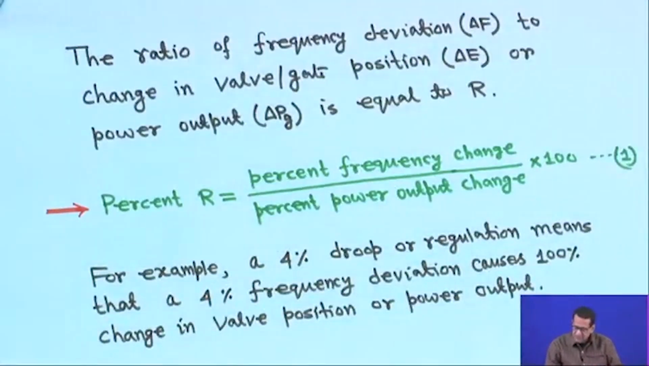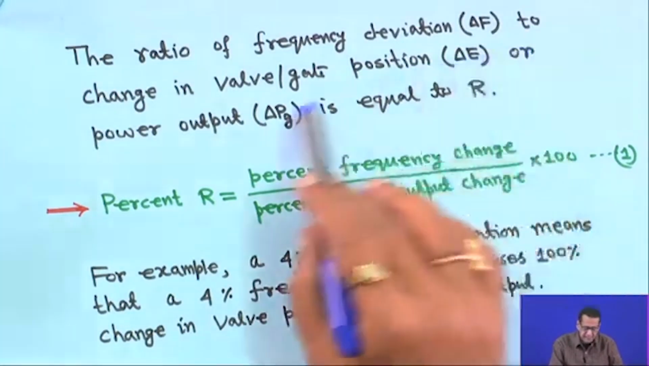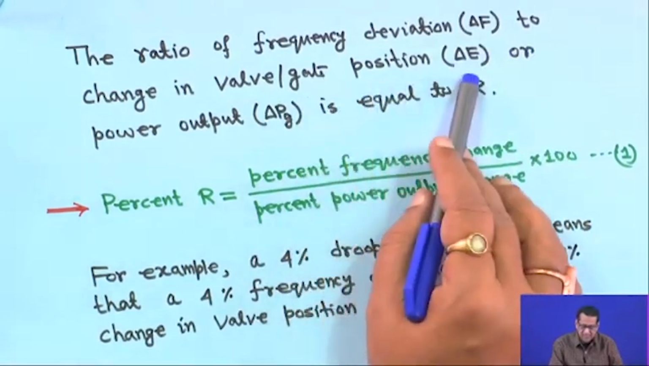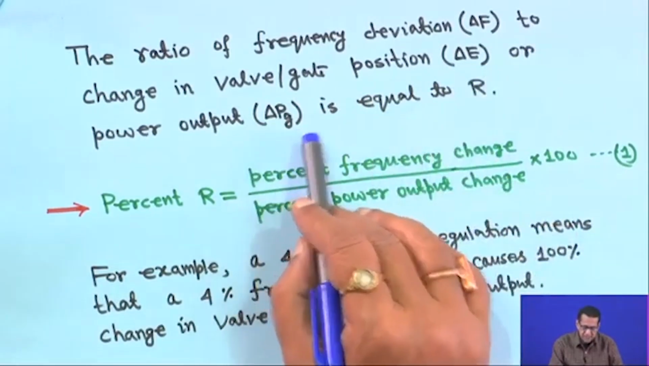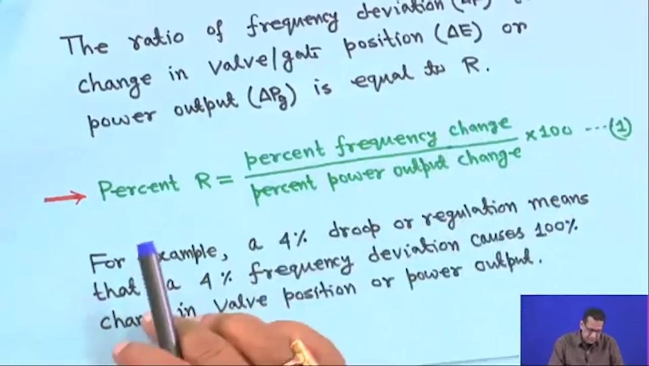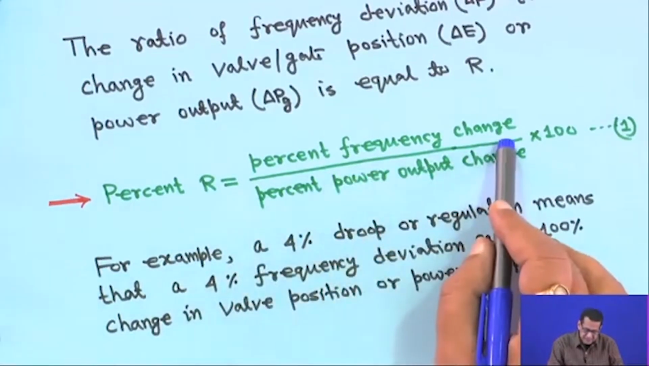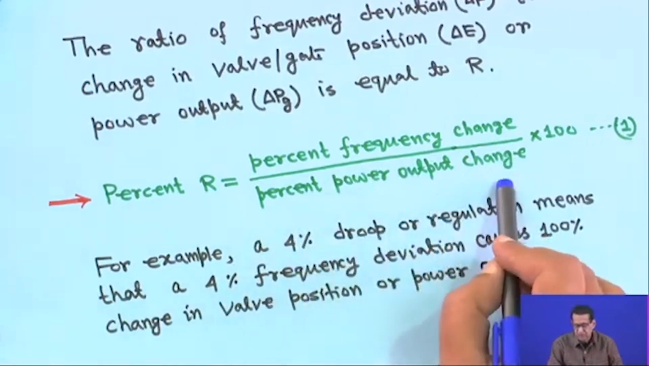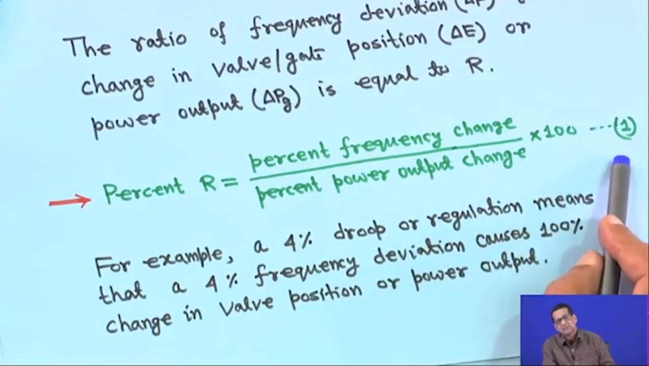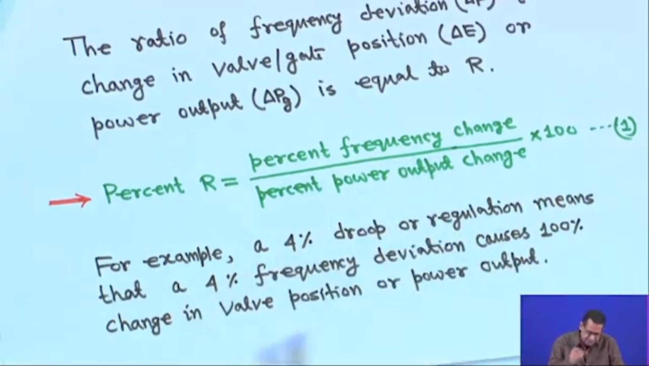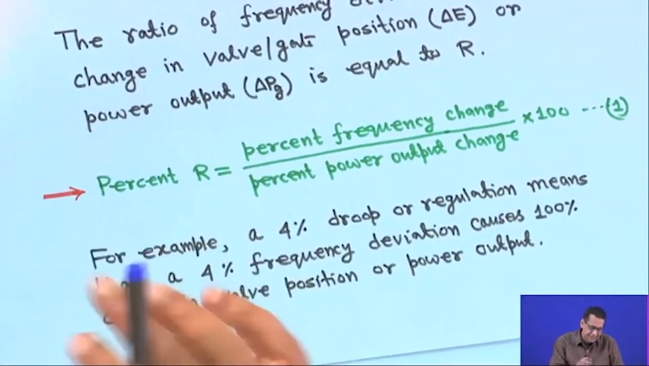Now, here we are writing the ratio of frequency deviation delta F to change in valve or gate position, that is delta E, or power output delta Pg, is equal to R. That means percent R, that is speed regulation R, is equal to percent frequency change divided by percent power output change, into 100. This is equation 1. When we take the numericals, at that time you will see.